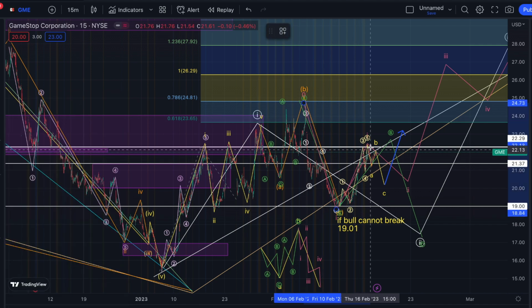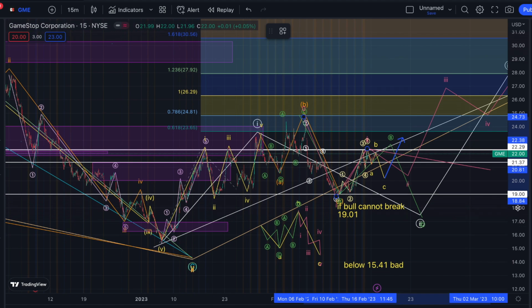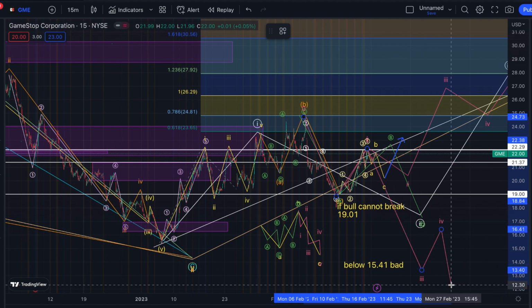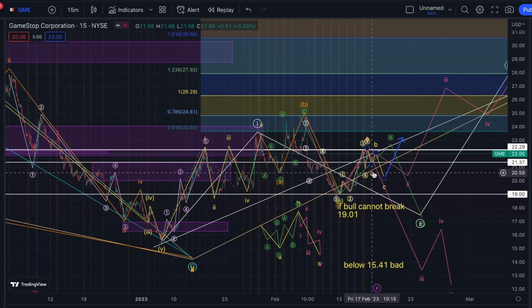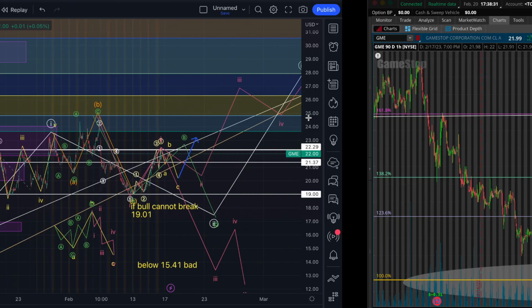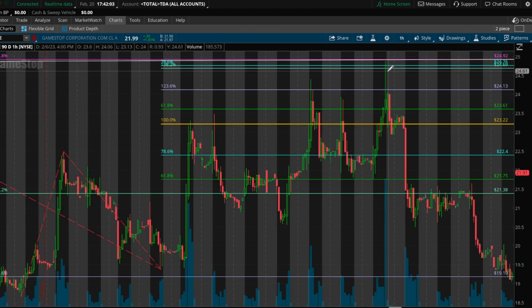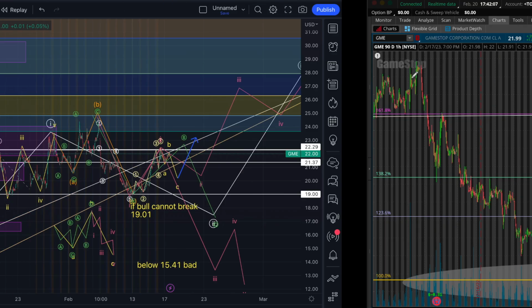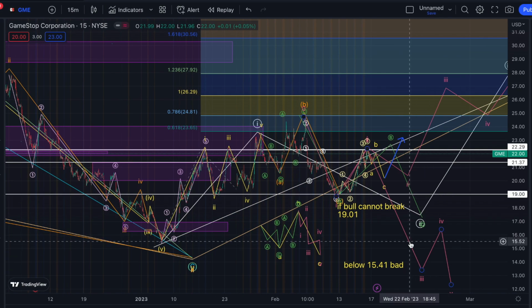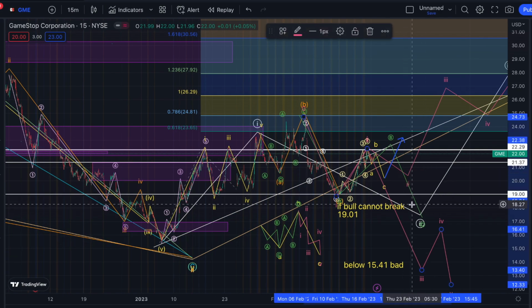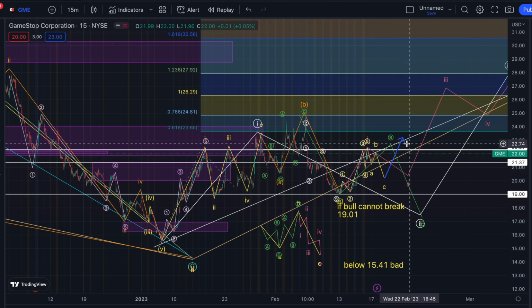You have 1, you have 2, 3, 4, and 5. And so to watch for this, we cannot break above this high here, this B wave high at, let's check it, 24.88. So breaking above 24.88 will invalidate the idea of this, in my opinion, and the idea of a C, to be honest.